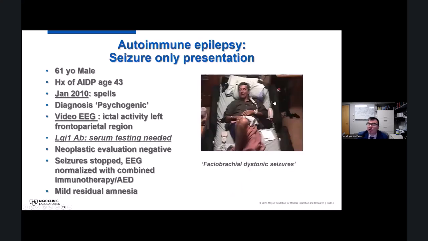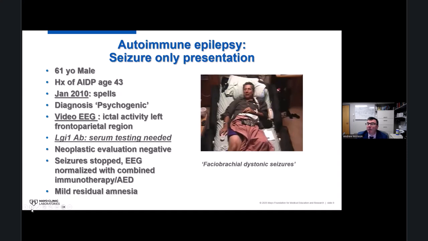But then it's been recognized over time that there are limited forms of presentation of autoimmune encephalitis or limbic encephalitis. So for example, autoimmune seizure disorders. So this particular patient here has an evaluation for seizures ongoing, and he develops a very specific form of seizure. You can see here this dystonic posturing of his face, his arm, and then his leg. So these are faciobrachial dystonic seizures that are very characteristic of LGI1 encephalitis. So these patients, unfortunately, do not respond to anti-seizure medication, but do respond to immunotherapy. So it's absolutely critical that this diagnosis is made.